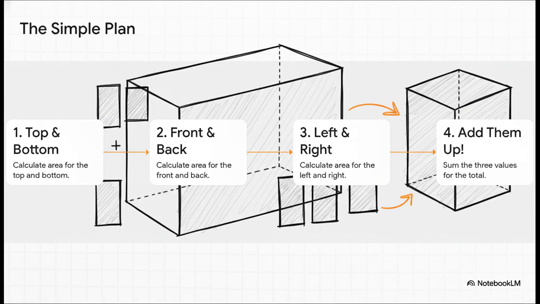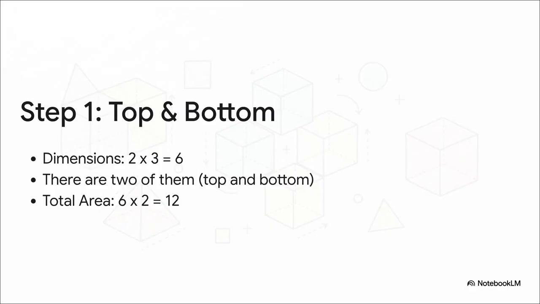All right, here's our game plan. We're just going to follow that one rule. We'll figure out the area for the top and bottom, then the front and back, then the left and right sides. And once we have those 3 numbers, we just add them together. Simple. Okay, first up, the top and bottom. So their dimensions are the width and the length, right? That's 3 times 4, which gives us 12. But remember, there's a top and a bottom, so we've got 2 of them. So that's a total of 24 for that pair.